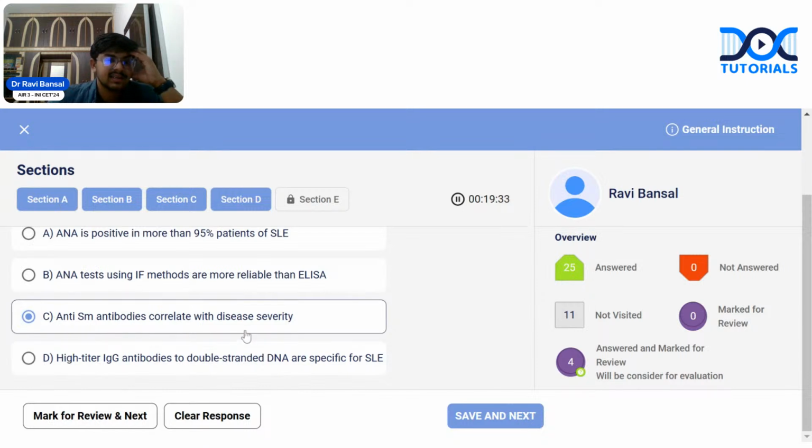This is incorrect. With disease severity, we see ESR and CRP values, and anti double stranded DNA antibodies. I think they correlate with severity, but anti-Smith has nothing to do with disease severity. So I think this is the answer.